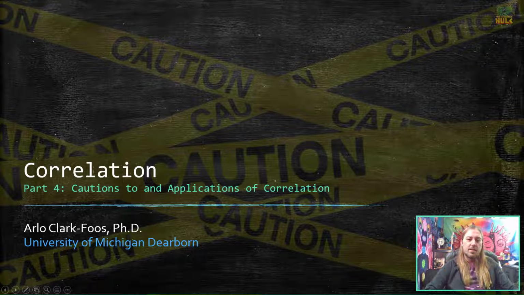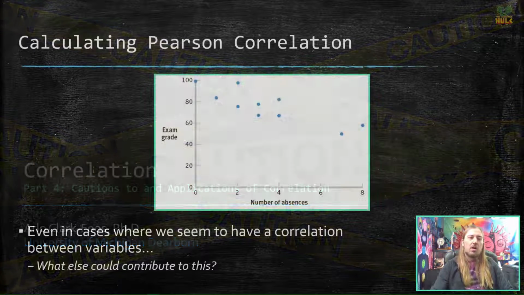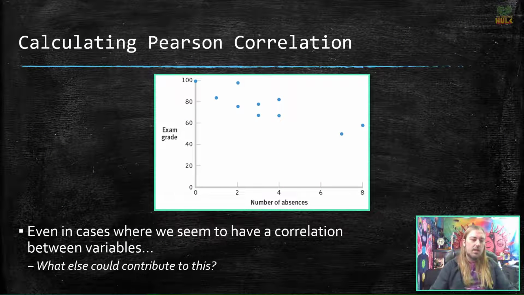Welcome back, guys. This is the last video on correlation. Some cautions related to interpretation and some applications, so why we would use correlation beyond just to see whether or not two variables were related, right? What are some very specific applications that we could use, particularly in psychology? So let's see an example here, right?